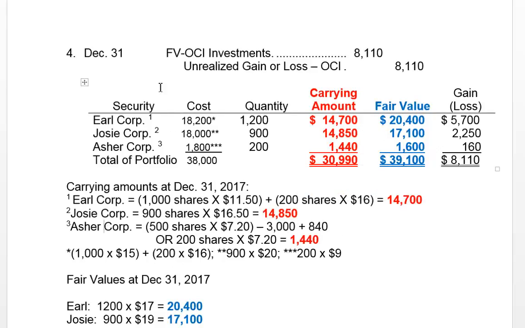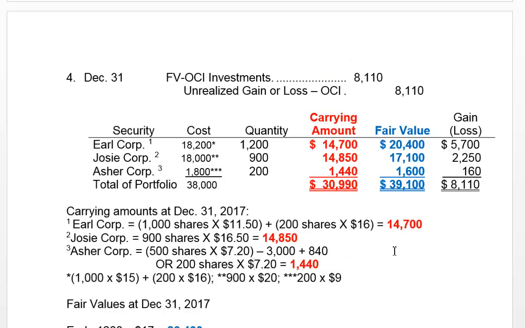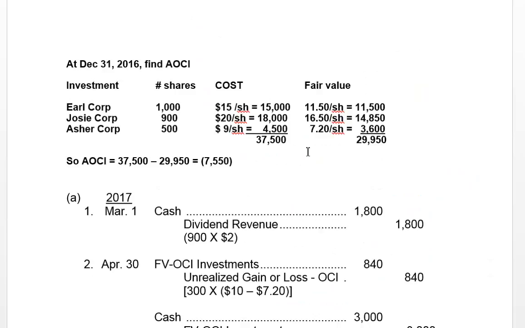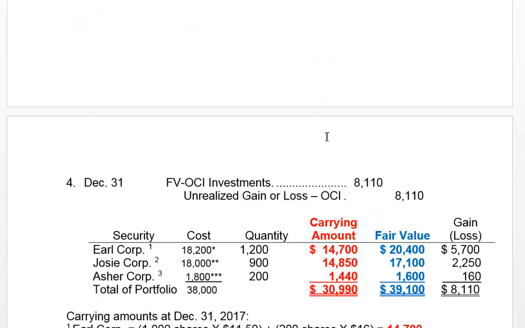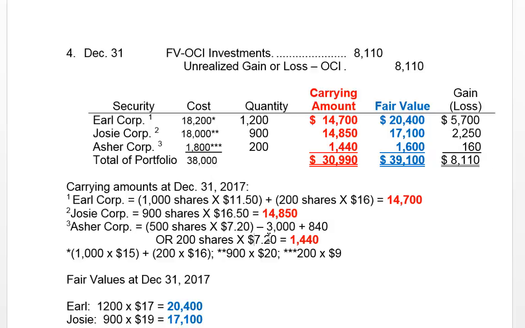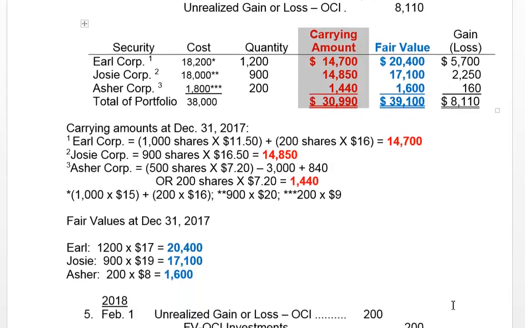The Asher shares, don't forget, by the time I get to December 31st, I don't have 500 shares to value. I've only got 200 shares to value. And I've got them sitting on my books now at what value? The most recent fair value, because these shares I didn't sell. I'm still holding on to them, right? 200 of them are sitting on my books at $7.20 a share. So what's going to happen? I've got them sitting at $7.20 a share, so that's $1,440, and that's in there. So I've now got a carrying value of $30,990.